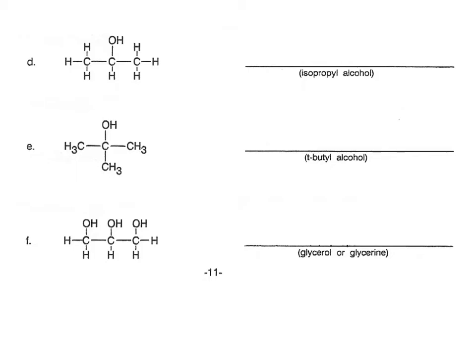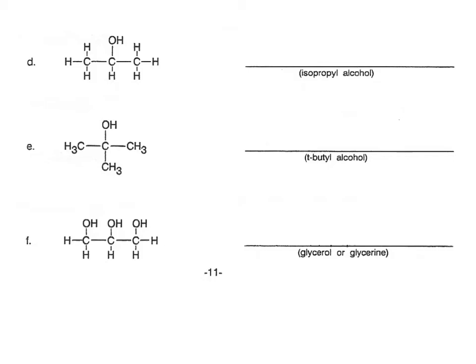Starting with compound D. First we find the hydroxyl group. That tells us that the ending will be OL. We notice that everything else is single bonded, so it's ANOL. We find the longest continuous carbon chain that includes the carbon that has the hydroxyl on it, and we see that we have 3 carbons. That'll be prop, so we currently have propanol.